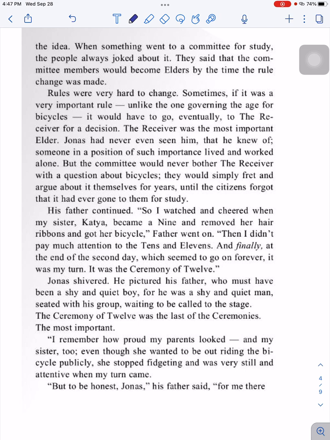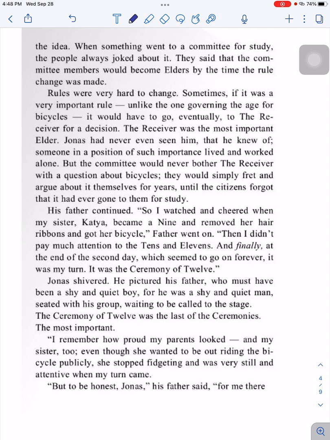Sometimes, if it was a very important rule, unlike the one governing the age for bicycles, it would have to go eventually to the receiver for a decision. The receiver was the most important elder. Jonas had never even seen him, that he knew of. Someone in a position of such importance lived and worked alone. But the committee would never bother the receiver with a question about bicycles. They would simply fret and argue about it themselves for years until the citizens forgot that it had ever gone to them for study.